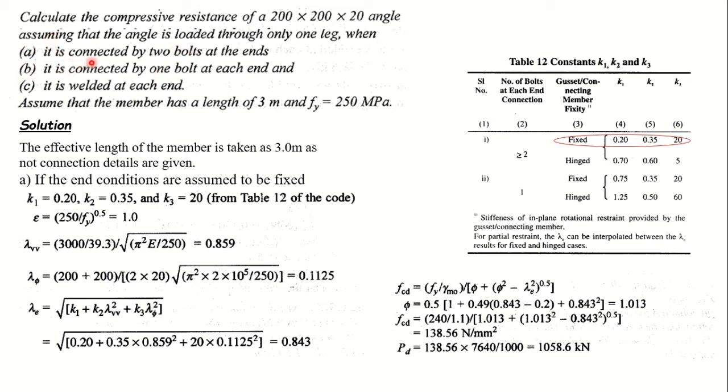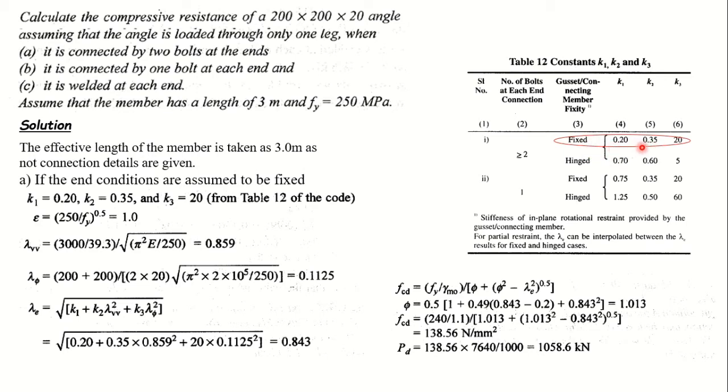My next case is one bolt. So here I'll go with the assumption that it is having fixed ends. Two bolts, fixed ends, right? So what we'll do first is determine the K1, K2, K3 factors. So two bolts or more than two bolts, this is my case, number of bolts. Then I assume that the end connection is fixed.